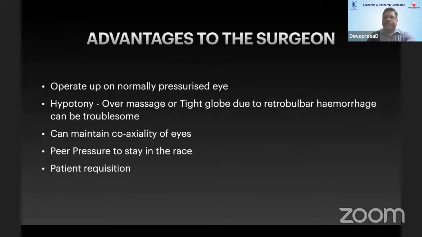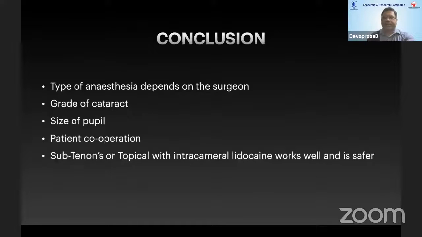The advantages are that you can operate on a normally pressurized globe; there's no chance of hypotonia or a tight globe due to retrobulbar hemorrhage. It can maintain coaxiality of the eyes. There is also peer pressure to stay in the race, because everybody wants stitchless, painless surgery. And if the patient is requesting topical, you need to give them topical.